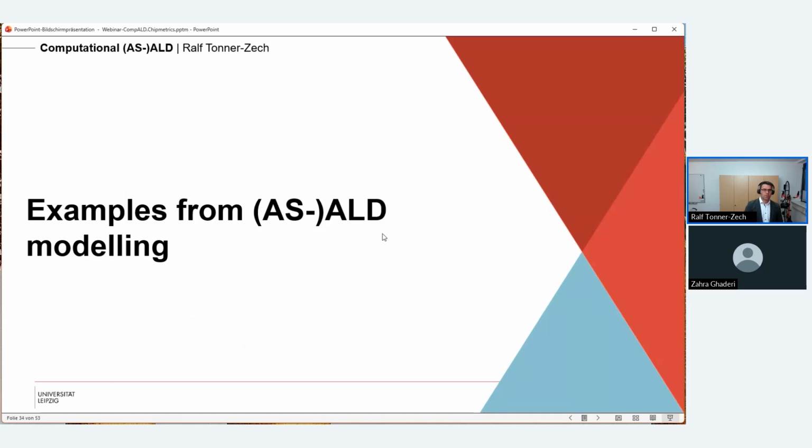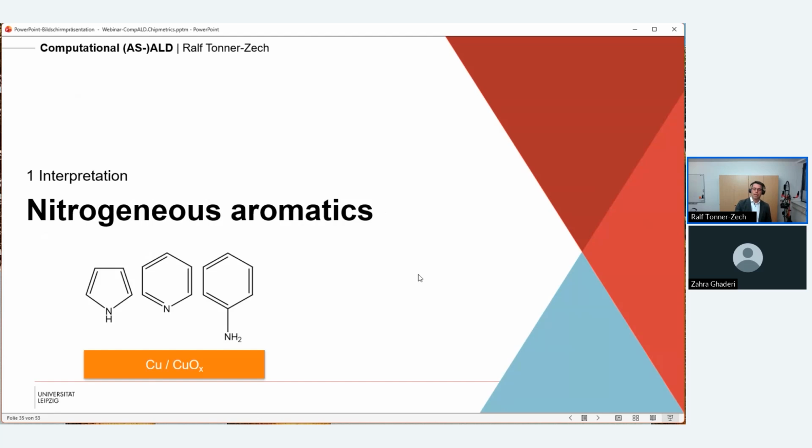And in the last part of this presentation, I want to show you two examples of how we worked in the modeling of area-selective ALD. And the first one is these three compounds, nitrogenous aromatics. So the question was, if we put the nitrogen at different places in this aromatic ring, or even outside the aromatic ring, does this change the interaction with copper or copper oxide?